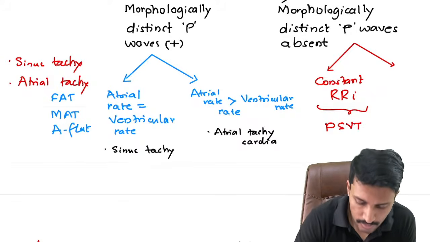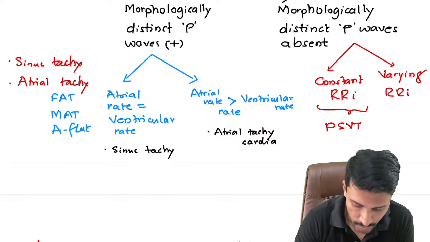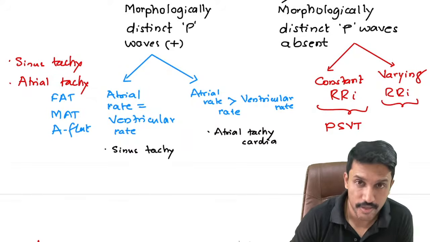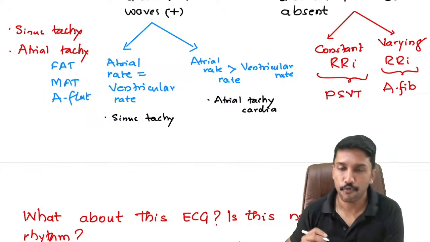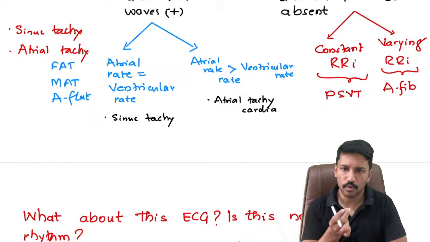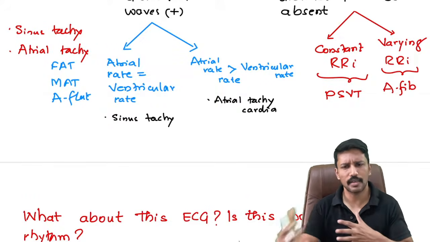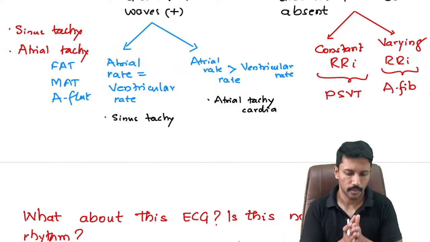PSVT. And if there is varying RR interval, from beat to beat there is variation, then we will make the diagnosis of atrial fibrillation. There are a little more details to know about atrial fibrillation and PSVT. As we go along, we will keep adding that. But first we will understand the approach.